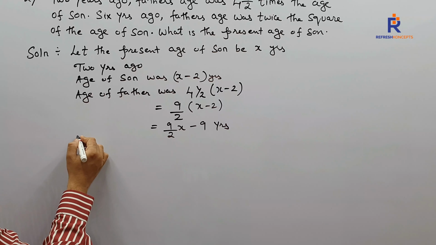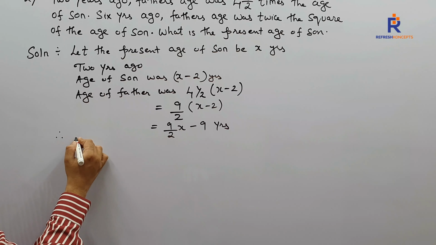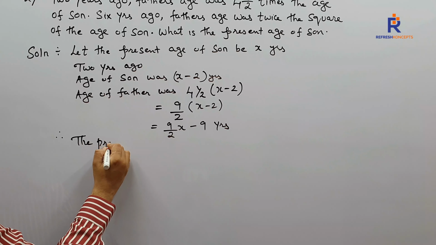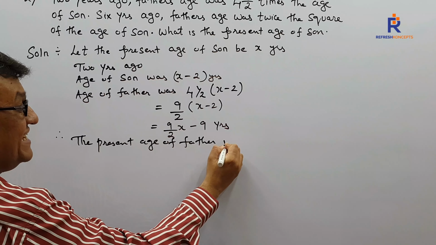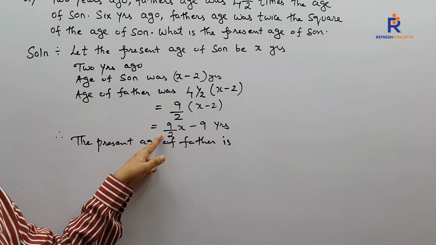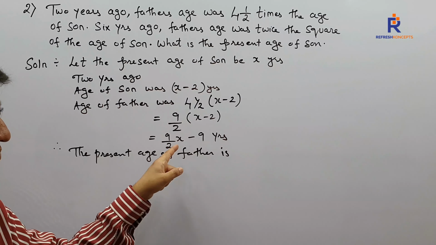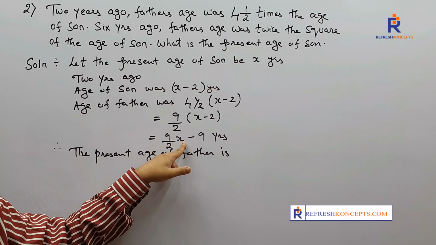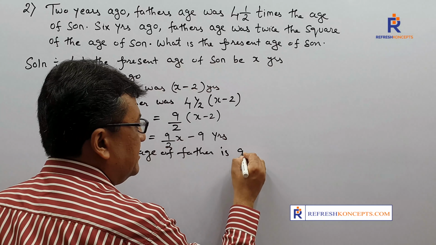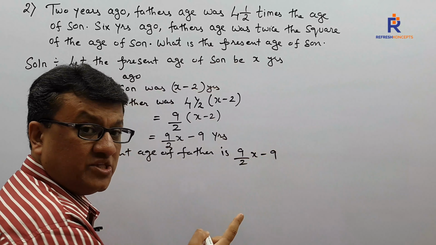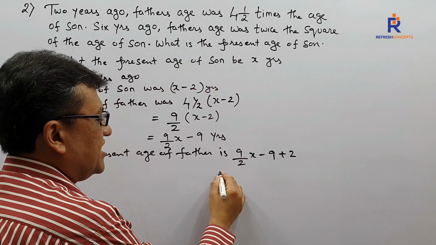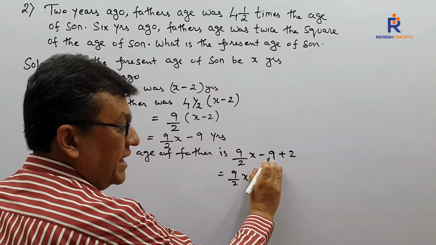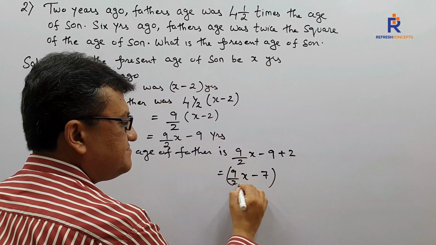What shall be the present age of father then? Mind you, this is the age of father 2 years ago. So what shall be the present age of father now? Can I say add 2 to this particular age? So it is 9 by 2x minus 9. This was the age of father 2 years back. After 2 years, that means the present age, shall I say it is 9 by 2x minus 9 plus 2, which is minus 7 years?